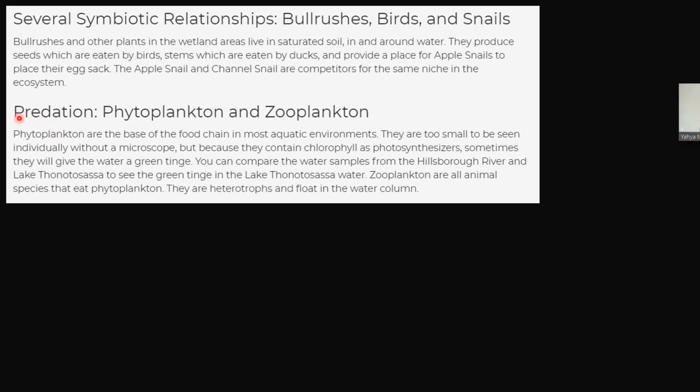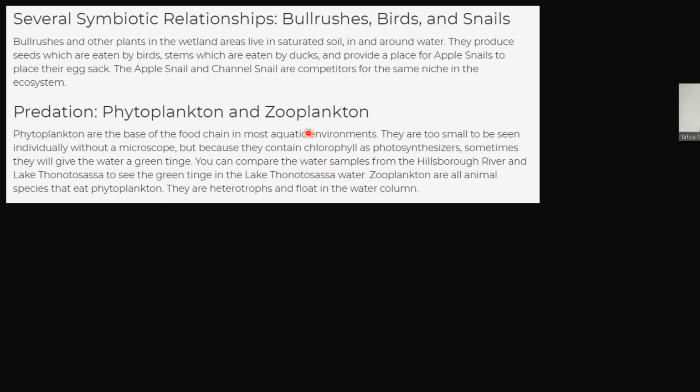Now, here's an example of predation. We talked about predation before. One thing is going to eat the other. So you have phytoplankton and zooplankton. What is phytoplankton? Phytoplankton make their own food. These are tiny plankton. Plankton are microscopic organisms that just float around in the water, and the ocean current can take them. You could think of phytoplankton as microscopic plants. They make their own food.